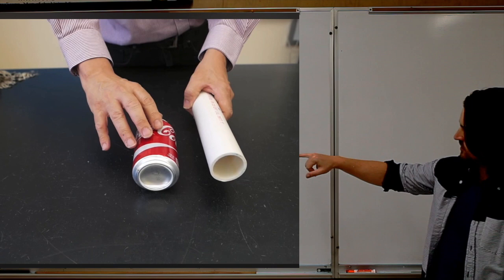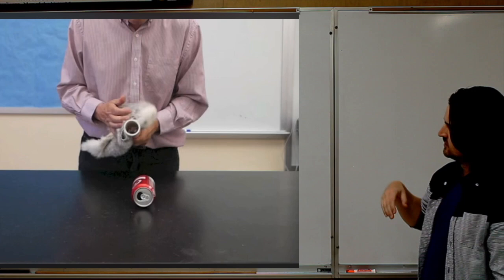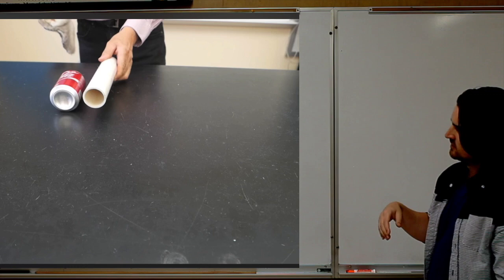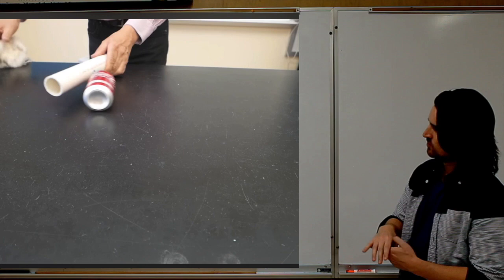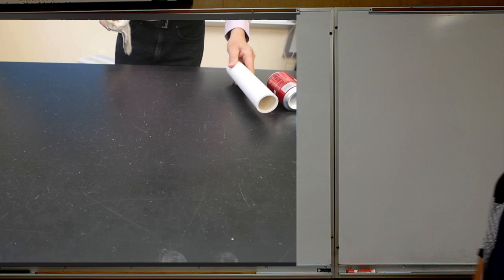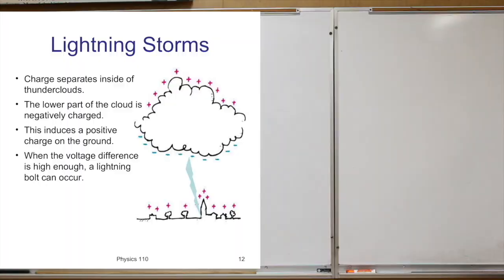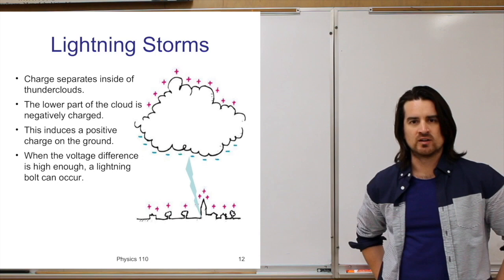So he's got a charged PVC pipe. Or sorry, right now he's showing you uncharged. There's no net charge on that thing. But then he rubs it a little bit, he charges it. And by inducing that charge separation, we can actually cause that can to roll around without even touching it. There you go. Pretty cool. Okay, so that's another example of induced charge or charge separation that can happen.